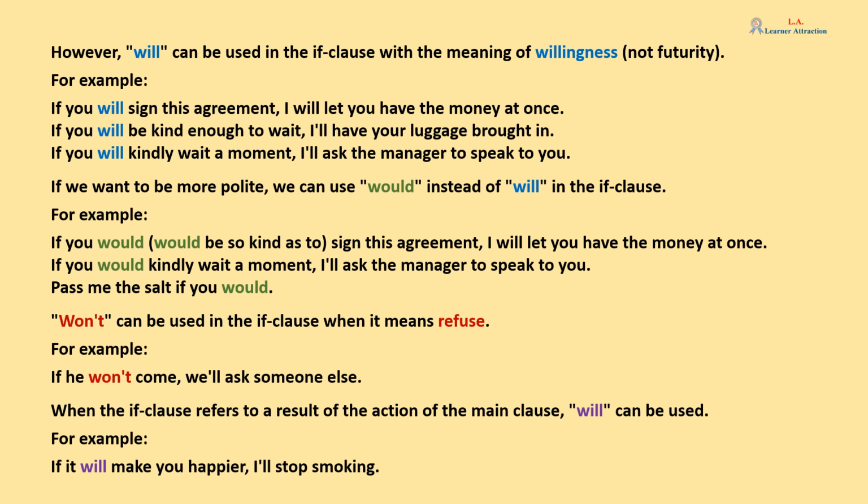Won't can be used in the if clause when it means refuse. For example, if he won't come, we'll ask someone else. When the if clause refers to a result of the action of the main clause, will can be used. For example, if it will make you happier, I'll stop smoking.